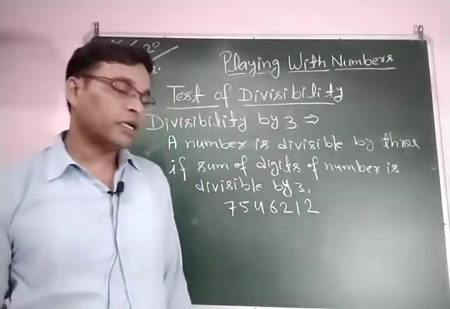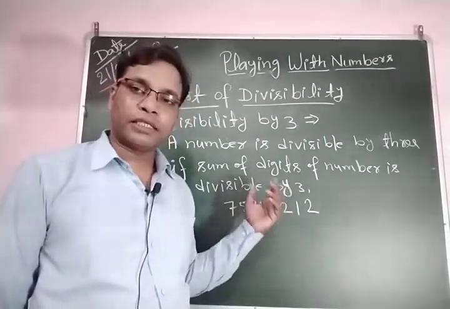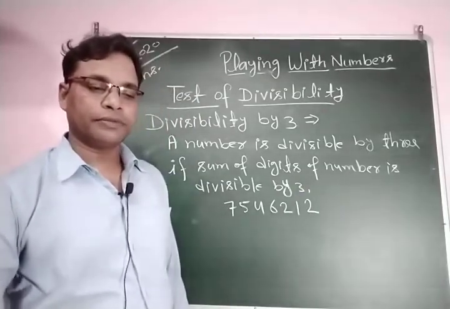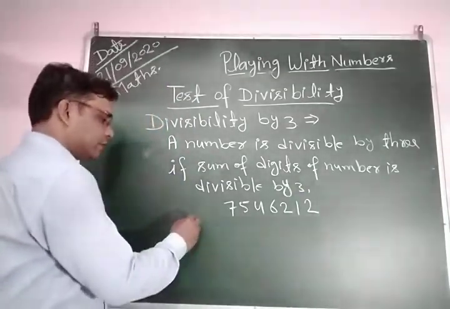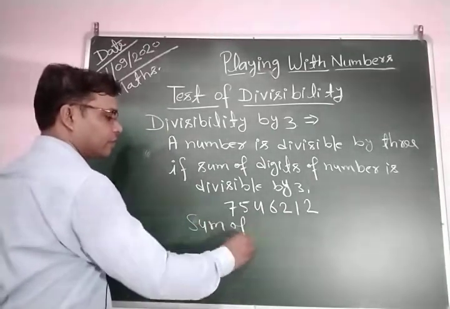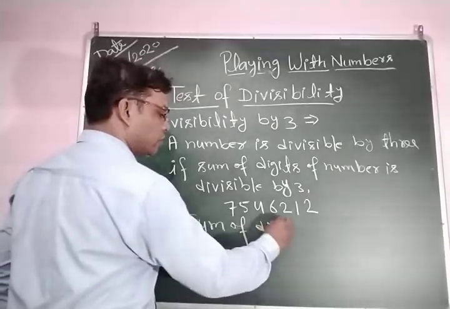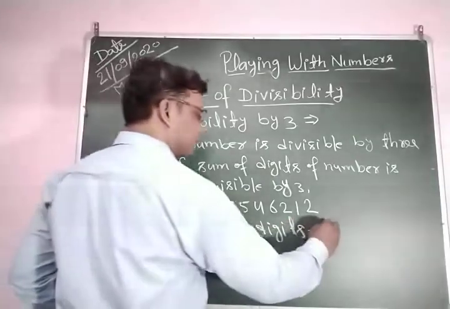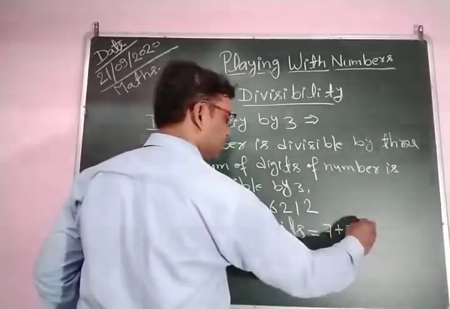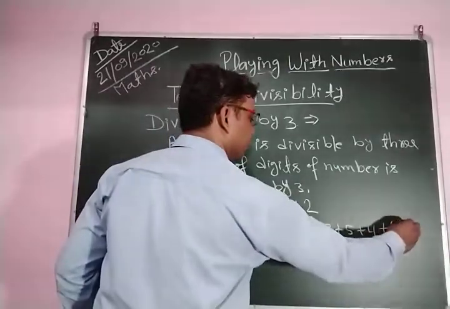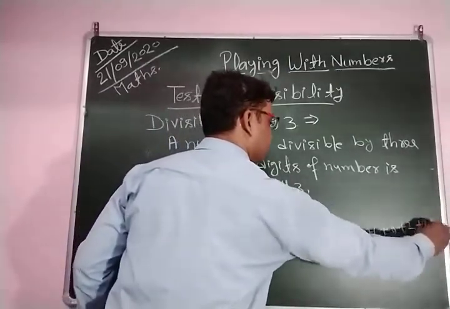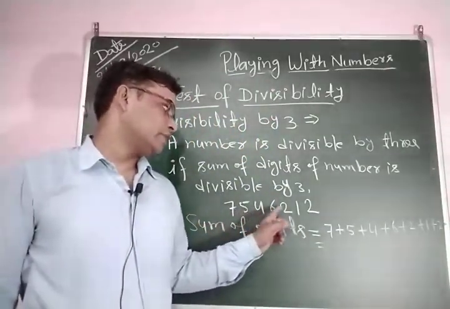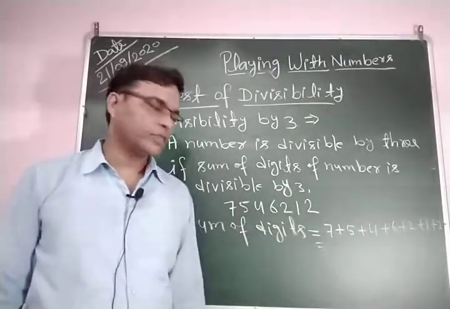But in the case of 3, is this number divisible by 3 or not? For this, what do we do? We first find the sum of the digits of the number. So first we write the sum of digits. The sum of digits is equal to 7 plus 5 plus 4 plus 6 plus 2 plus 1 plus 2. You can see these are the digits of the number: 7, 5, 4, 6, 2, 1, 2. Here we need to sum them.